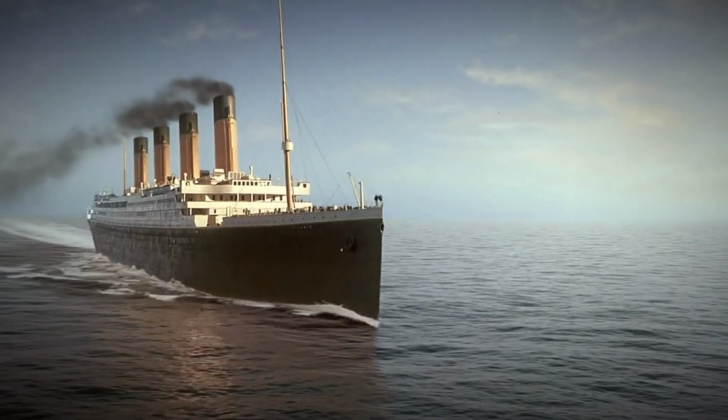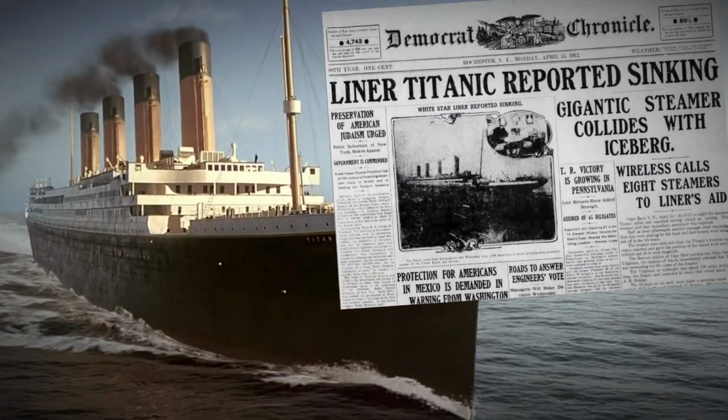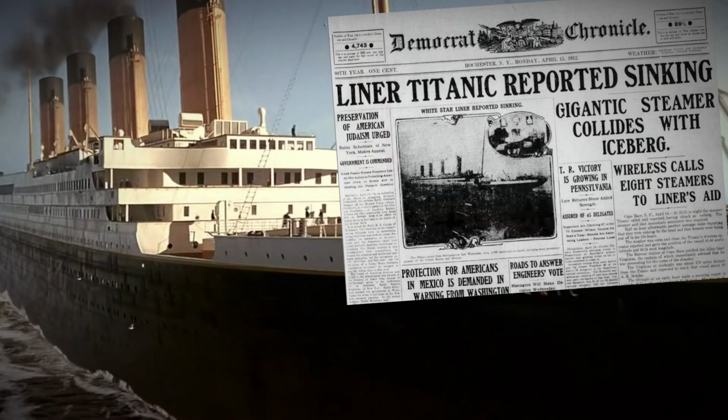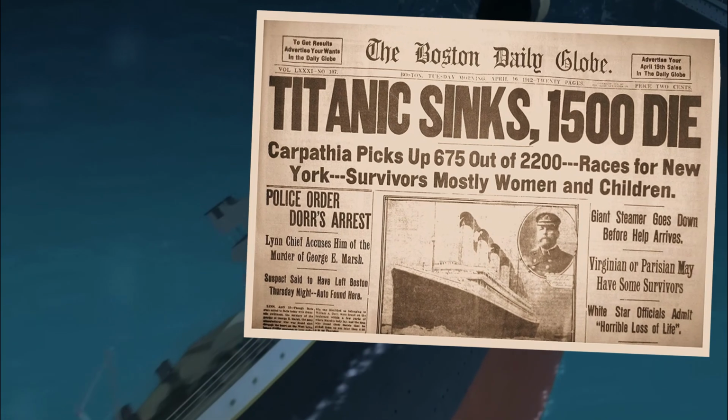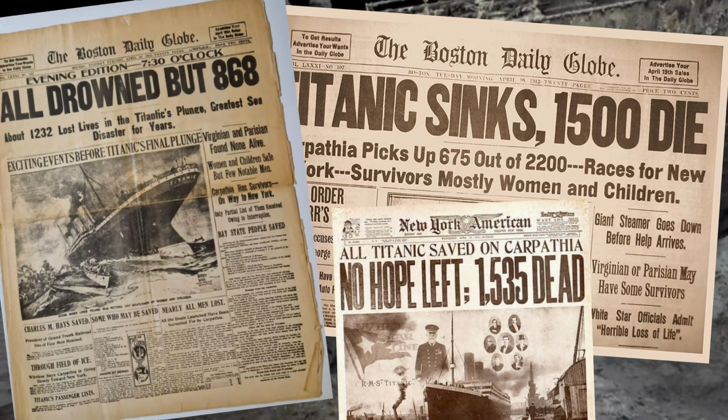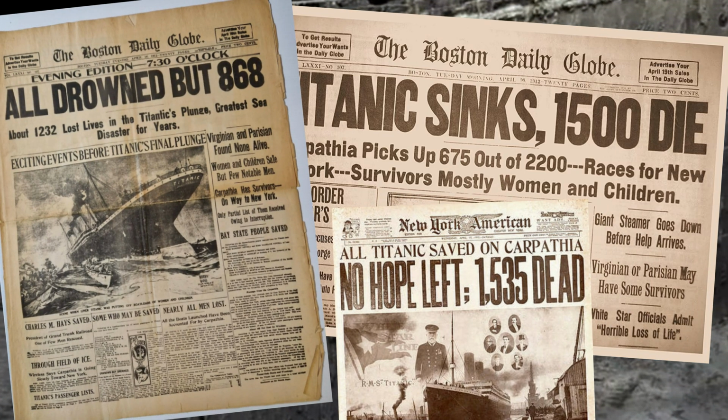The sinking of the ocean liner RMS Titanic on April 15, 1912 was one of the most dramatic events of the 20th century. The tragedy occurred when the ship collided with an iceberg, broke apart and sank to the bottom of the North Atlantic Ocean. The disaster resulted in the loss of over 1,500 lives and sent shockwaves around the world.